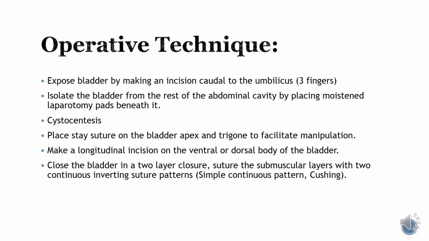We located the bladder and isolated it from the rest of the abdominal cavity by placing moistened laparotomy pads beneath it. Due to the presence of urine inside the bladder, we performed cystocentesis, which is the insertion of a needle or syringe to aspirate the urine inside.